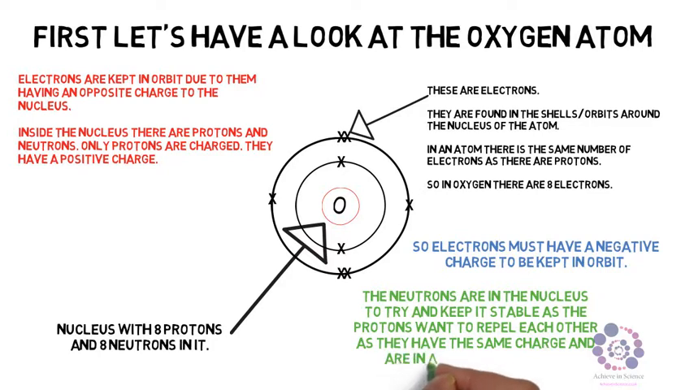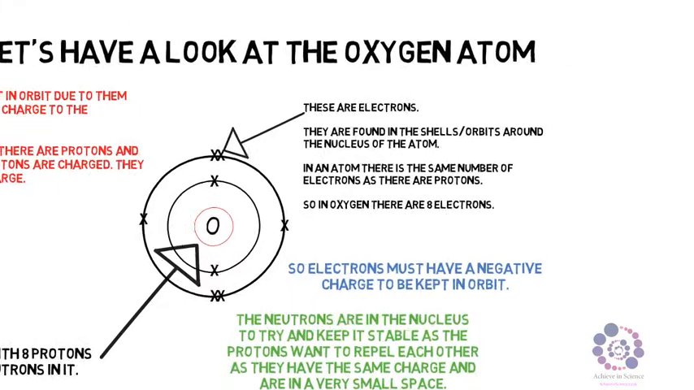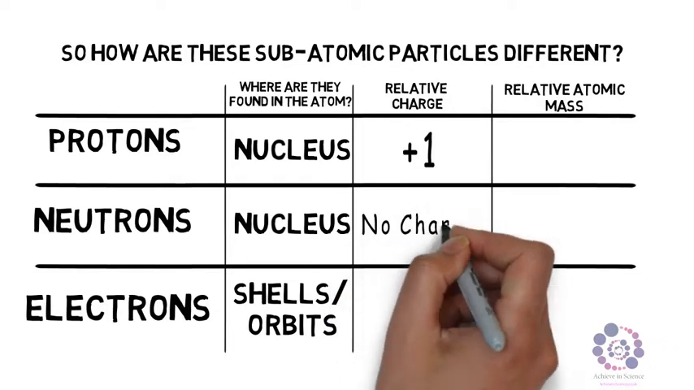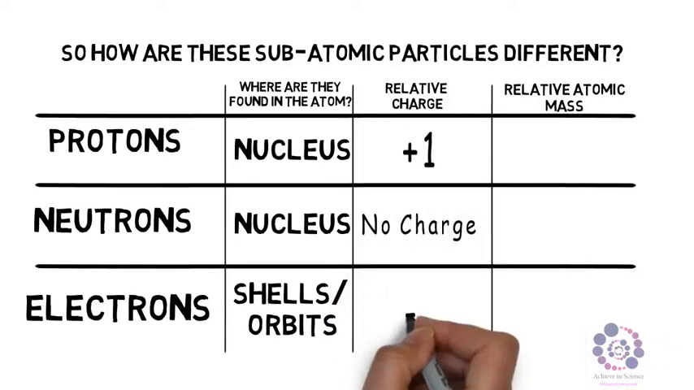Again, let's go back to the table and put in what we've now found out. We have found out that the protons have a charge of +1. We have found out that the neutrons have no charge, and the electrons have the opposite charge to protons and therefore -1.